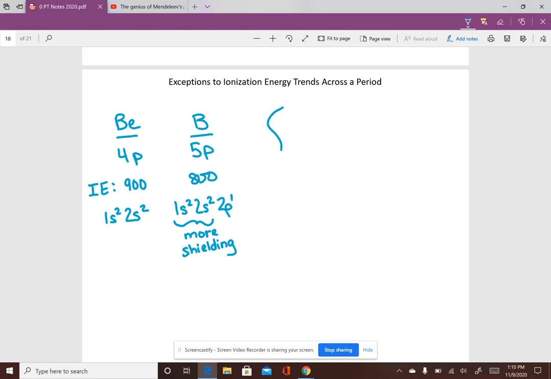All right. The next example we're going to look at is N and O. Another exception. N has 7 protons. Oxygen has 8 protons. So you would think, okay, the more protons, the more tightly the electrons are going to be held onto, so it's going to be harder or take more energy to remove. Well, it takes this much energy to remove nitrogen's valence electron, and it only takes this much energy to remove oxygen's. So it doesn't make sense if we're only looking at atomic number.